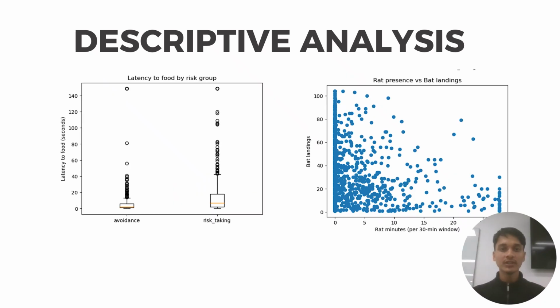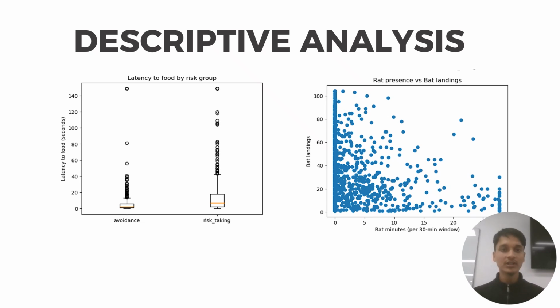The third plot is a box plot that compares the latency to food. In other words, how long it took the bats to actually reach the food. From this plot, we can clearly see the difference between two groups. The risk-taking bats reached the food more quickly, while the avoidance bats often delayed feeding, with some waiting for quite a long time before they finally approached the food.